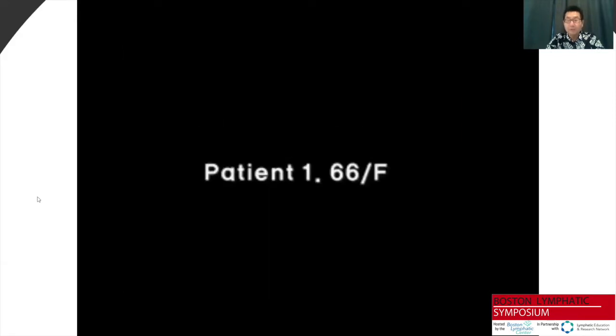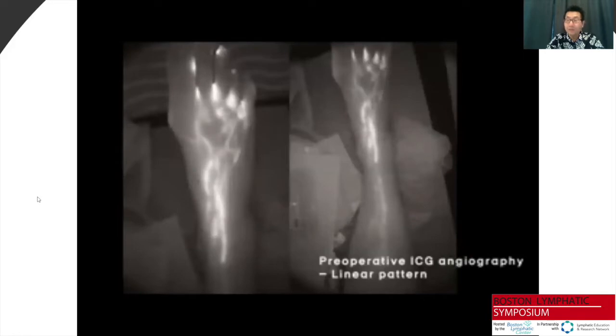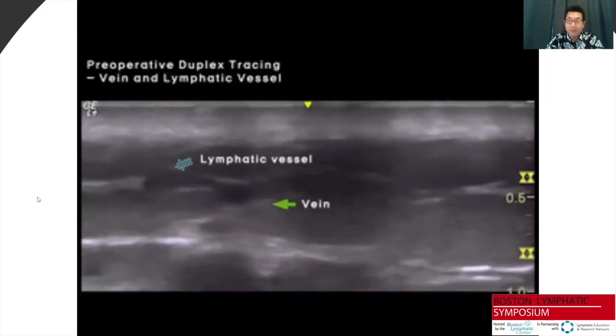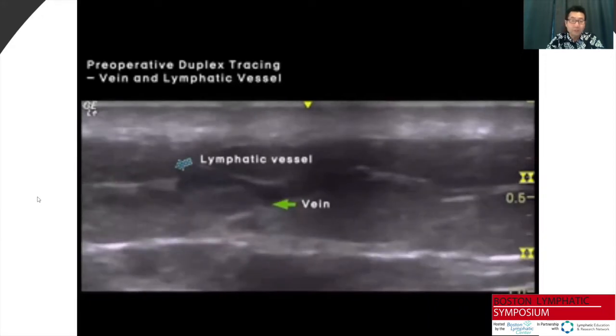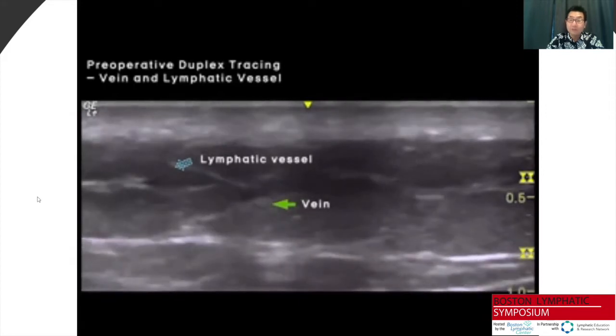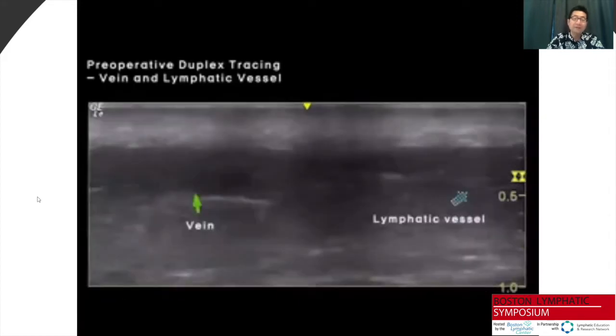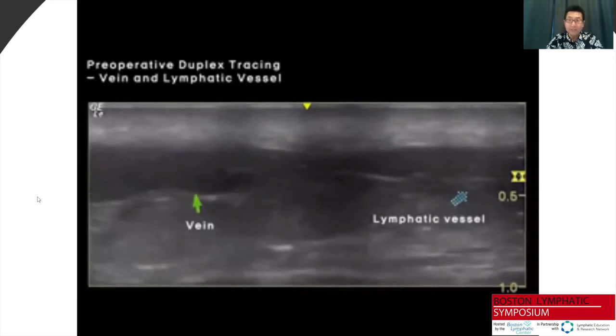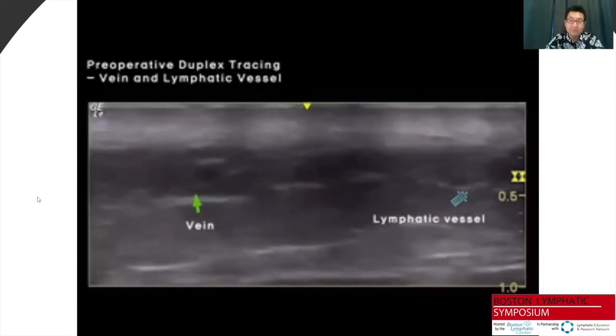We usually like to use the ICG in patients like this with less severe lymphedema, and it's very clear that these are functional lymphatic vessels. And when we correspond with ultrasound, of course, we're able to see a lymphatic vessel. In addition to that, we're able to locate our nearby vein, which really gives us a very good idea where the ideal incision site could be.